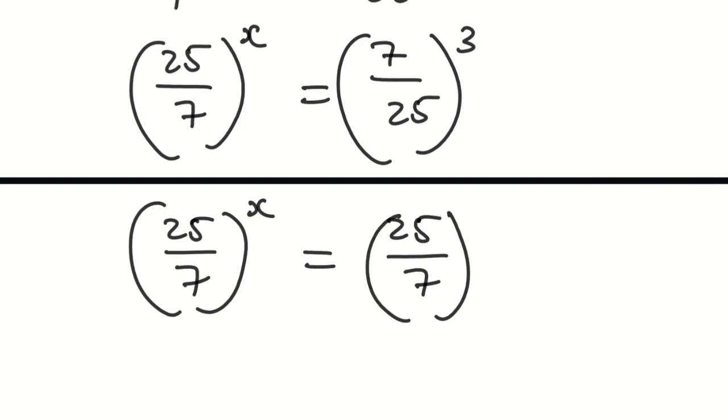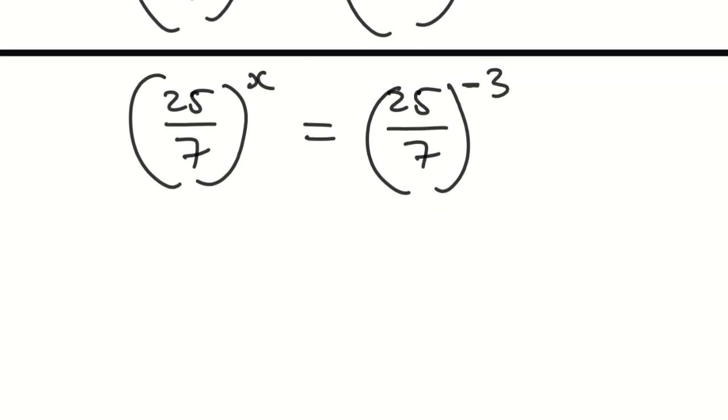So see what I've done now. I have rewritten 7 over 25 as 25 over 7, but you have to bring in a negative sign to the power, right? I just explained that already. Thank goodness we have the same base on both sides, 7 over 25 here and 7 over 25 right here. So what do we do next?